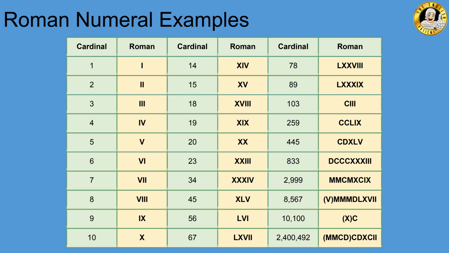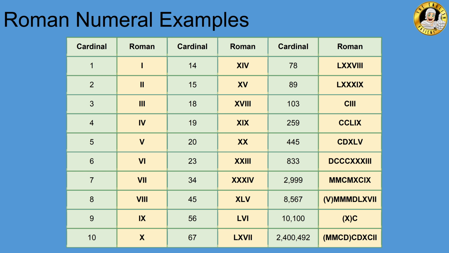10, X. 14 would be XIV, 15, XV, 18, XVIII, 19, X, and then IX for the 9, 20, XX, 23, XXIII, 34, XXXIV, 45, X, and then I will have L, and that's the 40, and then V is the 5. 56, LVI. 67, L, 50, X, 60, V, 5, II, 7. 78, LXXVIII, 89, L, 50, X, 60, X, 70, X, 80, and then for the 9, IX.